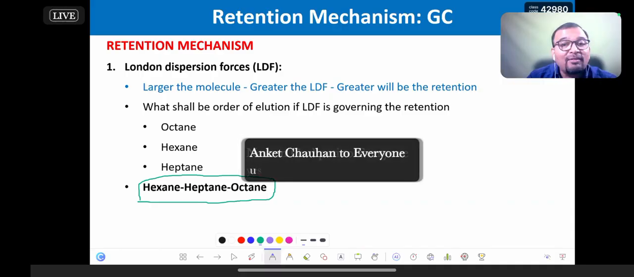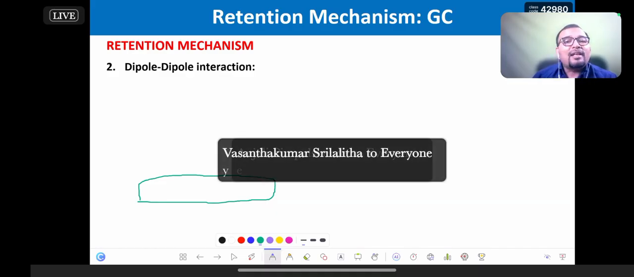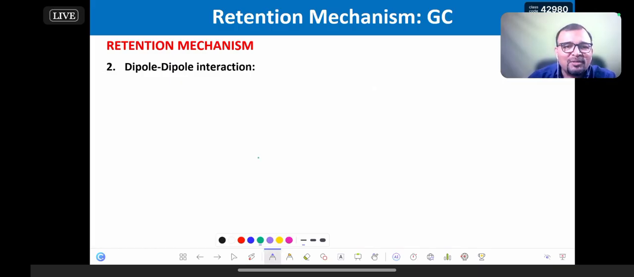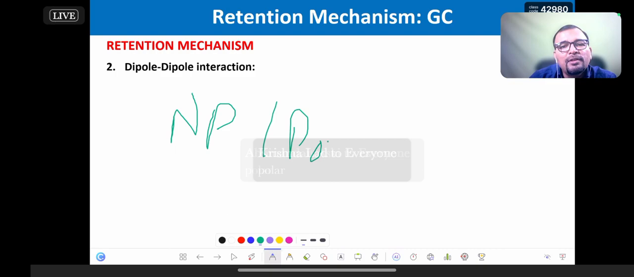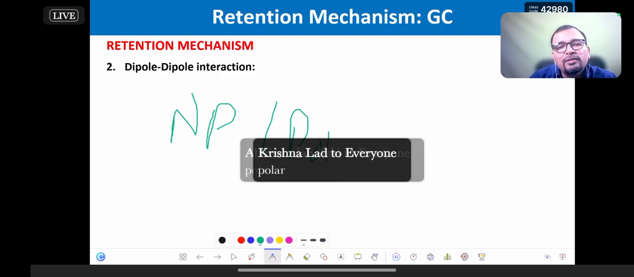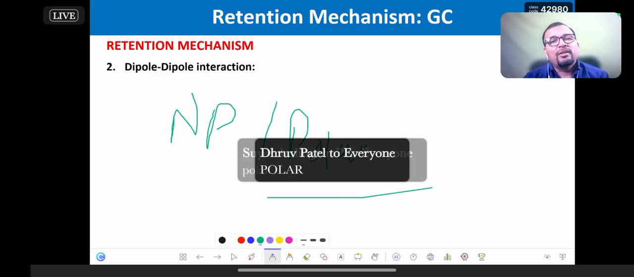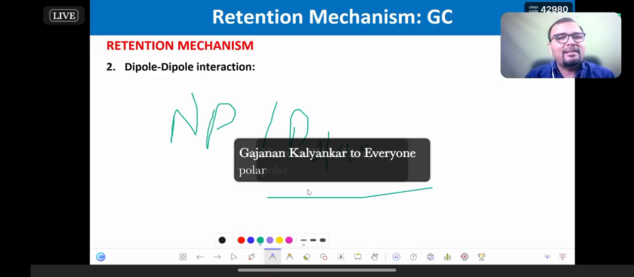Shall we go with the second one? Yeah, the second one now is the dipole-dipole interaction. So which kind of molecule will follow the dipole-dipole interaction? Is it a non-polar or polar molecule? Which kind of molecule, according to you, follows the dipole-dipole? So all polar molecules follow the dipole-dipole interaction, right? Non-polar molecules only have London dispersion force, none other than that.